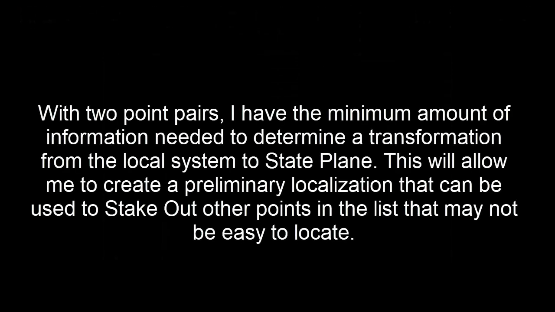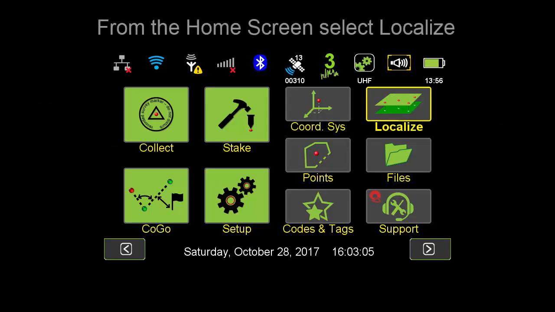With these 2 points, I have the minimum amount of information required to determine a transformation from the local system to state plane. This will allow me to create a preliminary localization that can be used to stake out other points in the list that may not be easy to locate. From the home screen, select Localize.